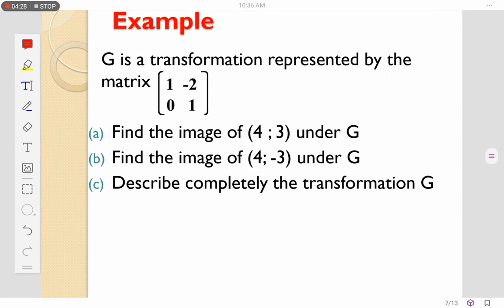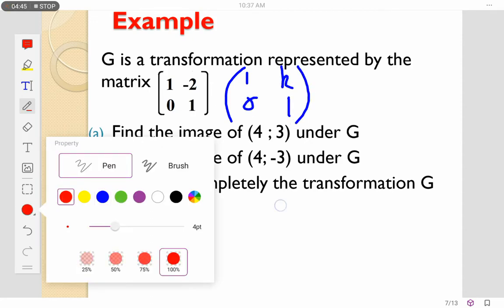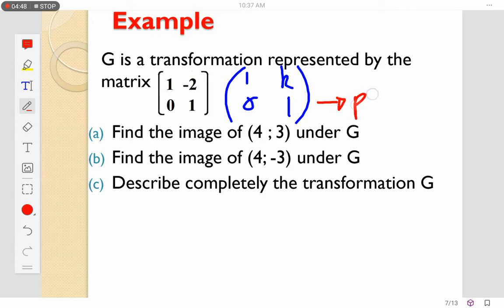I've got an example here where they are saying G is a transformation represented by the matrix (1, -2; 0, 1). If you remember, we said we have (1, k; 0, 1). You can see that these are similar when we have shear parallel to the x-axis. So this is the k, everything there is the same. Now find the image of the points A and B under G. What we do, we just simply multiply G and our point. Let's do that.